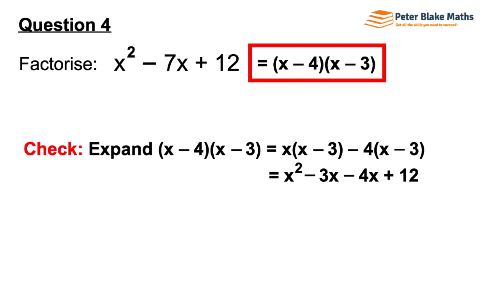The like terms there, we've got minus 3x and minus another 4x for that middle section, making minus 7x, plus 12, which was the original question we were asked to factorise. So we're confident that x minus 4, x minus 3 is the factorisation there.